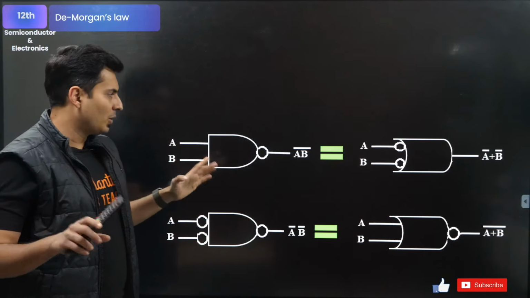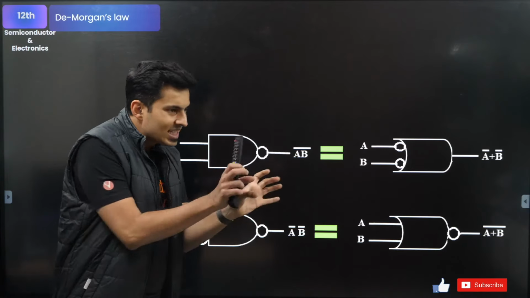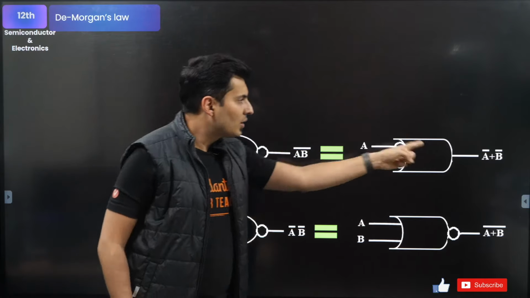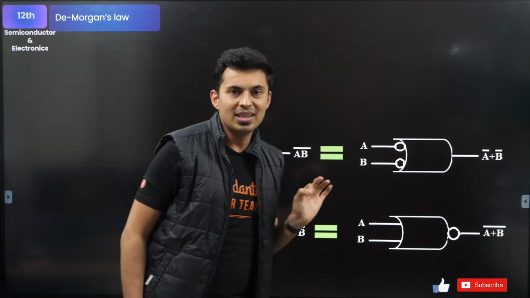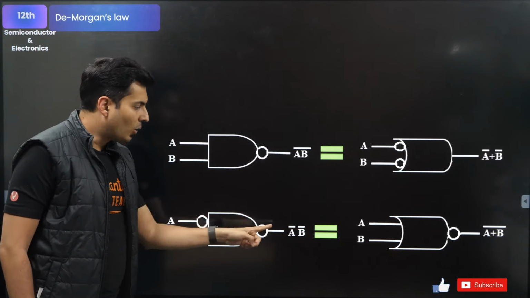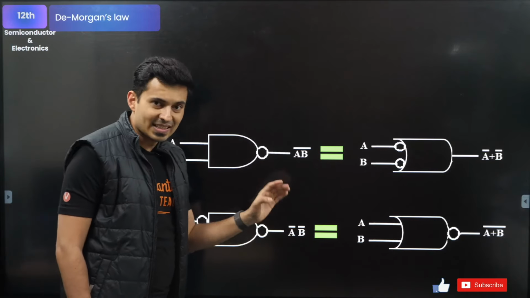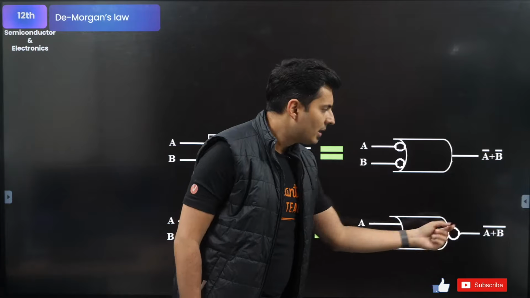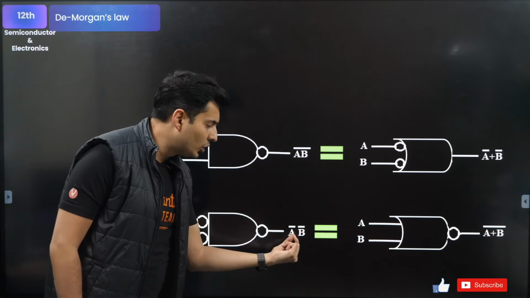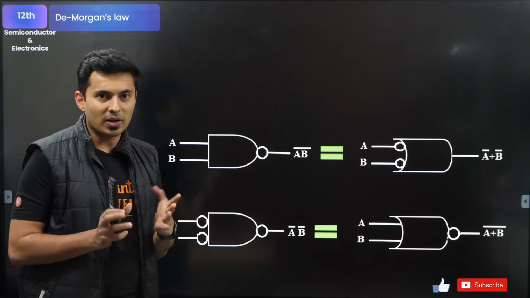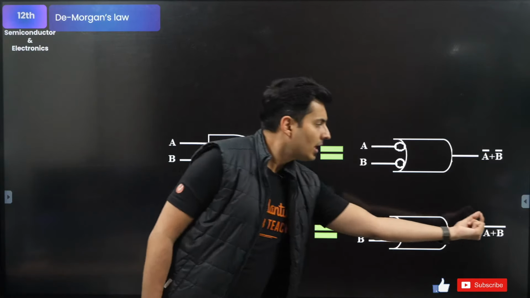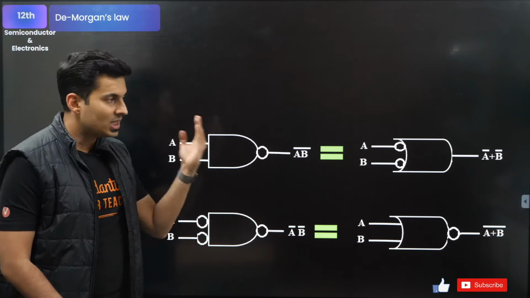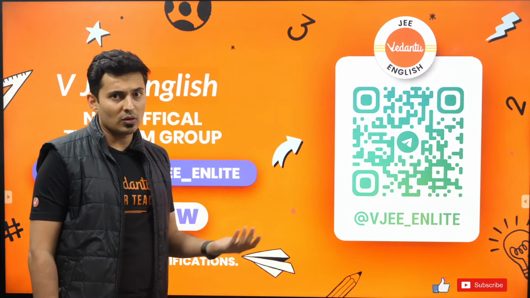It's very easy to remember. So when you have a dot, split it up, convert the dot into plus, and this bar, you separate it out on both these inputs. Over here as well, you can see the same thing happening. When you have A plus B whole bar, that plus you convert into dot, that's multiplication or ANDing, and that entire bar you split up on the two individual inputs. So that's your De Morgan's law, useful for solving problems.